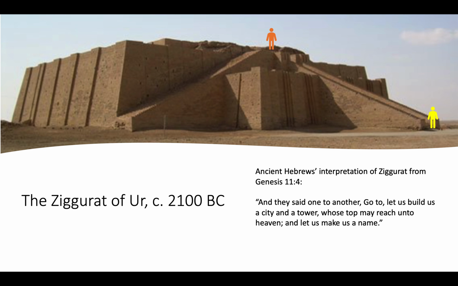Let us make us a name. Let us be the kinds of people who can build a fantastic structure that can inspire others with its glory, its might, etc. And I think here you can tell that the Hebrews are being critical of the Babylonians. They're trying to reach the heavens not to celebrate the gods, but to perhaps rival the gods.